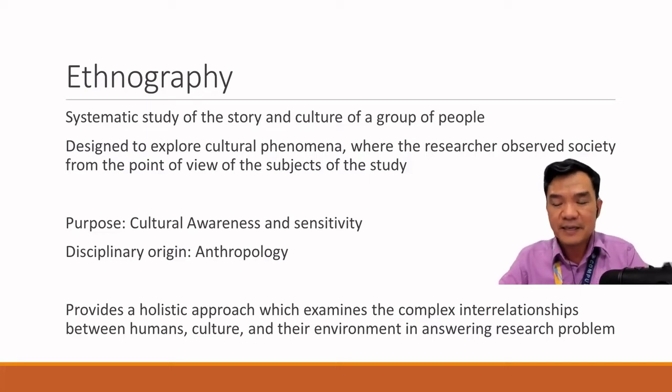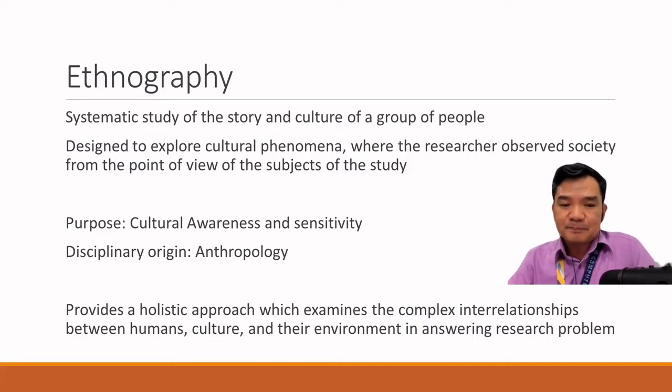The second important aspect of qualitative research, which is also related to the first one, is ethnography. Ethnography is coming from anthropology. That means this is a systematic study of the story and culture of a group of people. Although we consider that the experiences in phenomenology are individual experiences, and they can be considered as a group of people, ethnography is strong in culture, and the focus of the analysis is not on the individual, but on the group of people and how they interact with the environment.